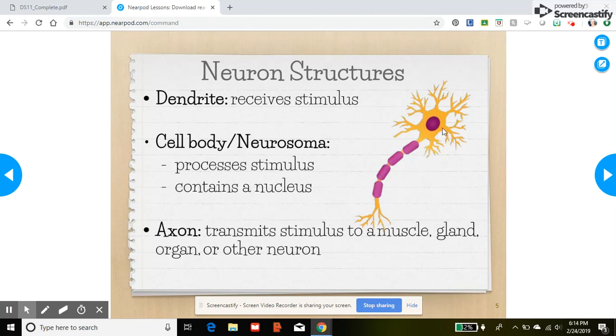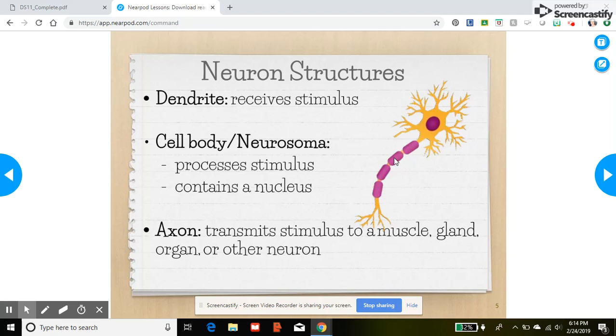Then you have the inside section here that's got the nucleus. So this is the cell body. It's also called the neurosoma, right? Soma means body and neuro means nerve, right? So this is the cell body of your neuron. So this is kind of where the magic happens. This is where it processes what's going on, right? And you can see, you've got a very large purple nucleus there for you to look at.